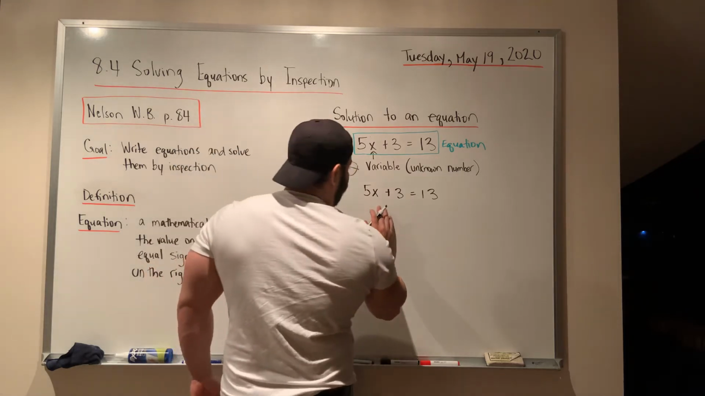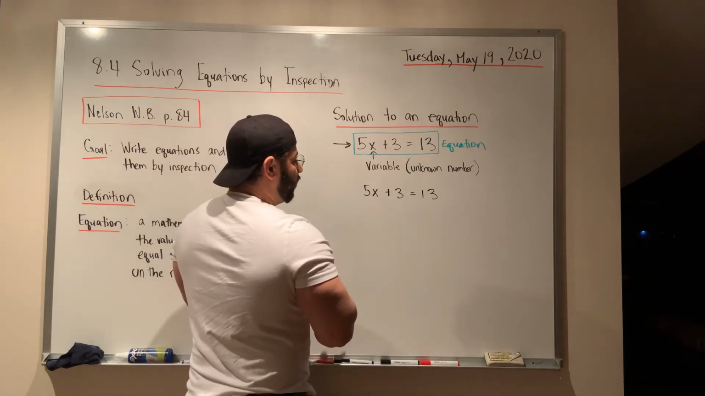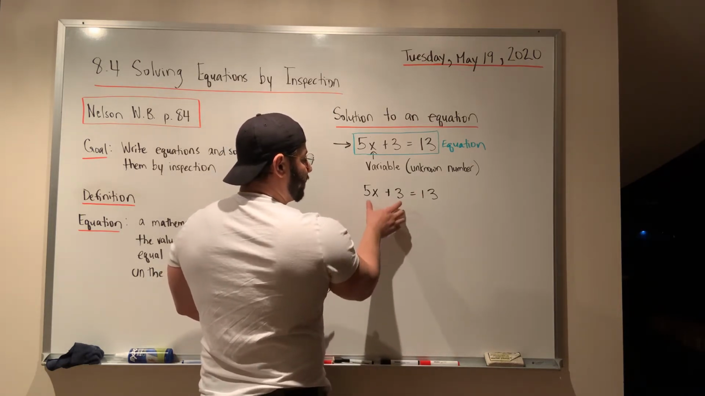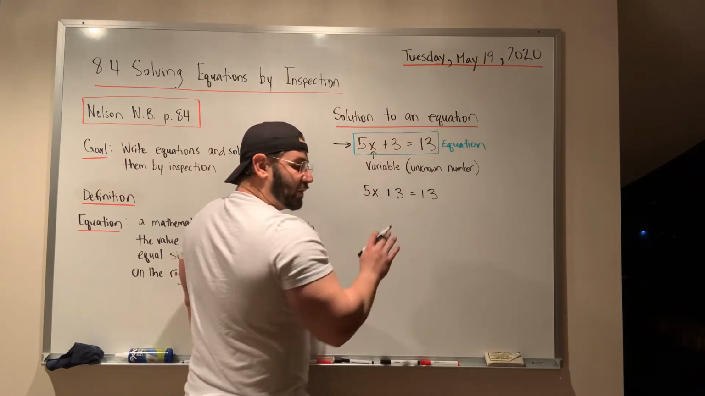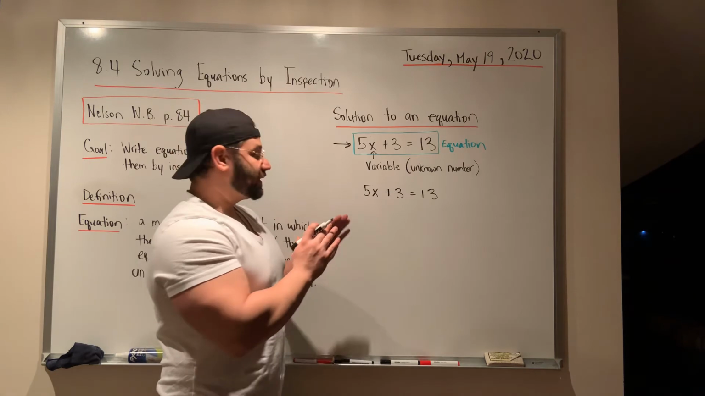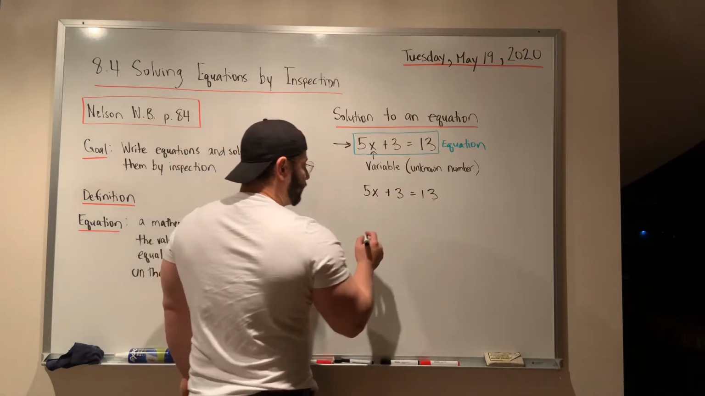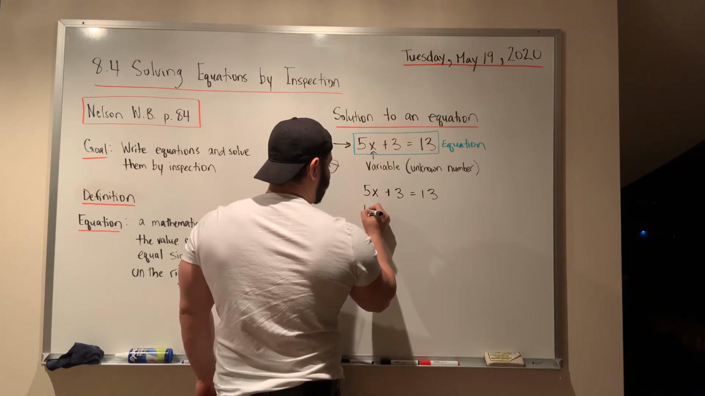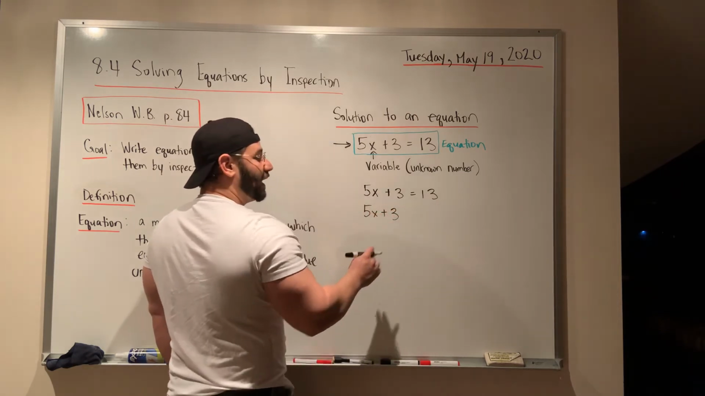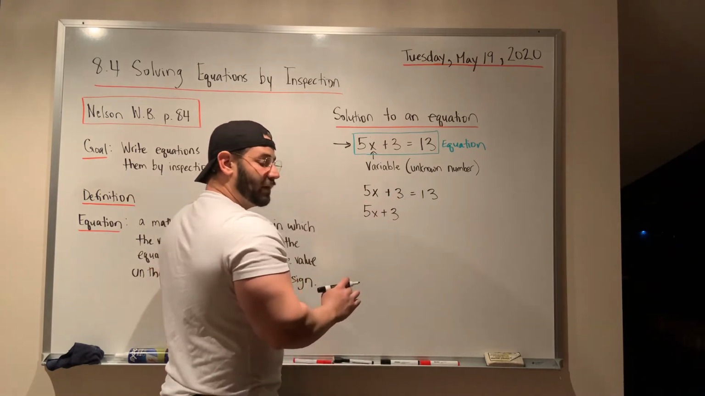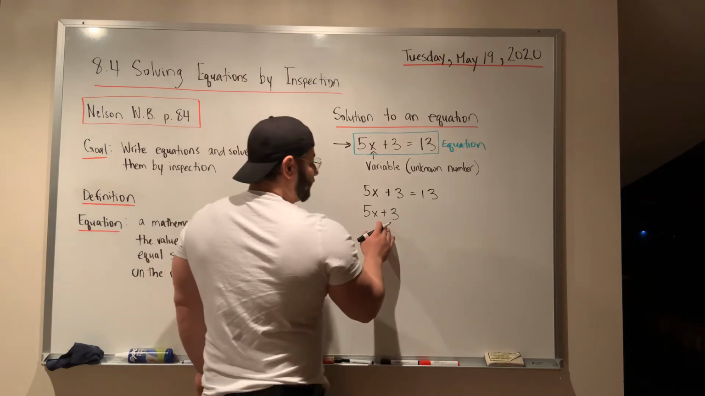So here we have 5x plus 3 equals 13. So the first thing I want to do is remove this 3 from the left side of the equation. But there's a rule. Whatever I do to the left side of the equation, I have to do to the right side. So following that rule, if I have 5x plus 3, so I haven't changed anything so far, and I want to remove that 3, making it 0, how would I do that?